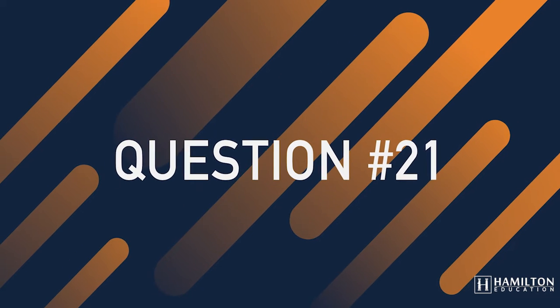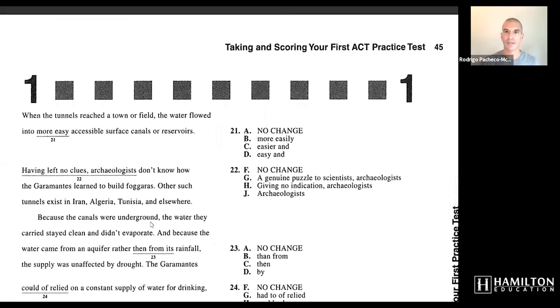Question 21 is a modifier question. Let's take a look at the sentence for some context. When the tunnels reached a town or field, the water flowed into blank accessible surface canals or reservoirs. So the elements that are part of this question, the most important one is probably accessible. This is an adjective. And then we might also consider surface canals. This is a compound noun. So we have this adjective that is modifying this noun.